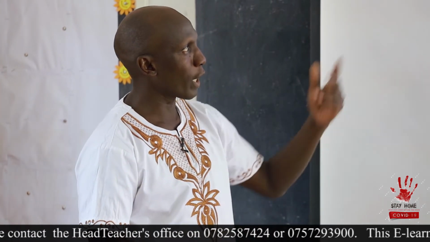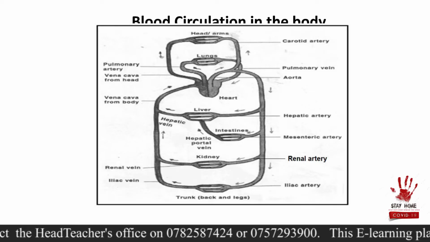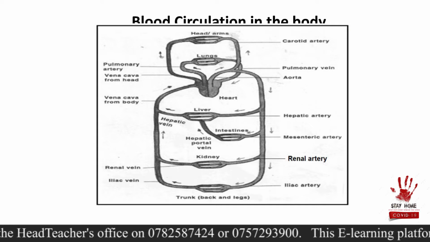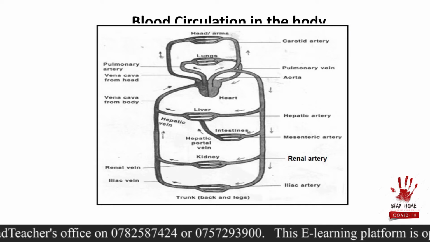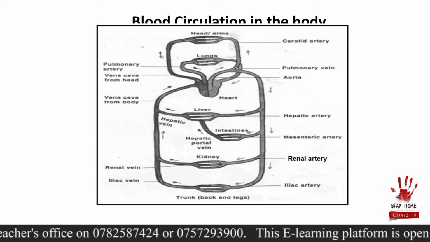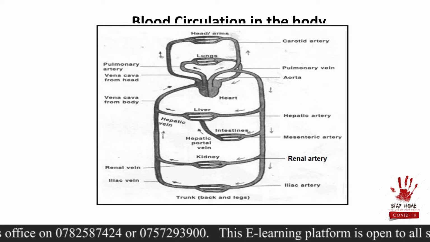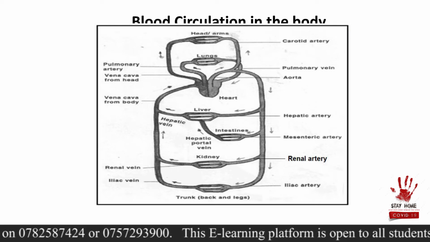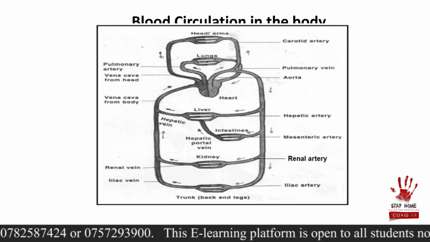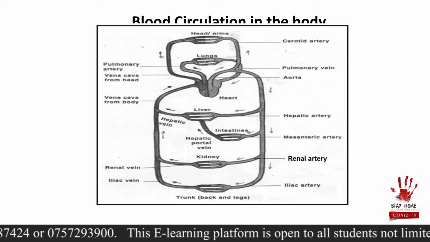Wonderful. Look at this. Have you ever seen this one somewhere? I know you could be having it in your textbook. So we are going to see how the blood saturates around the entire body. So be very keen and attentive. Up here, we have got our head and the arms. Below that, we have the lungs. Take note of those organs. Then we have our major organ here, which is the heart, in the central part.